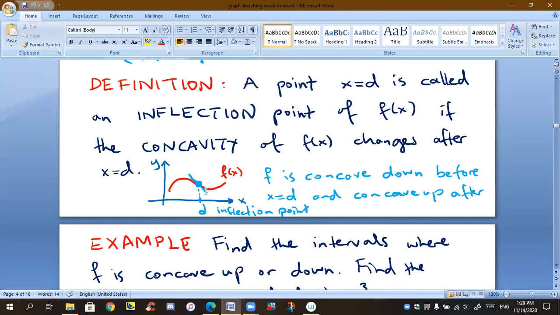Like one side of the tangent line stays above the graph, so that's the concave down part. And look at the right side. The tangent line stays below the graph. That's the concave up part.